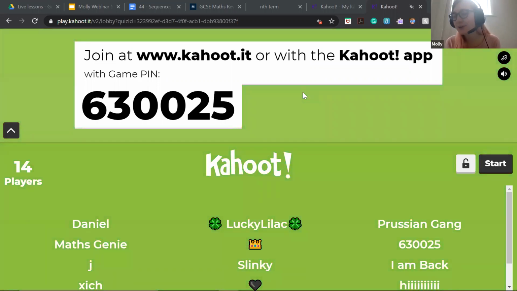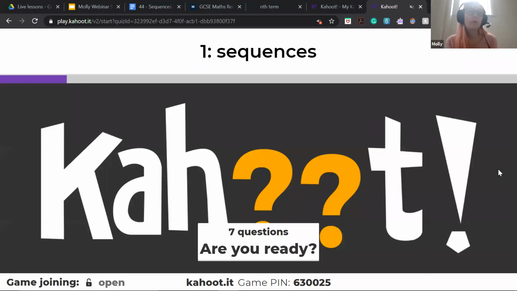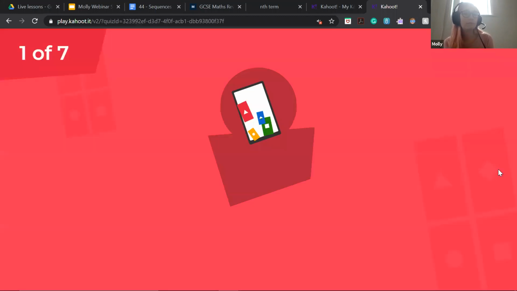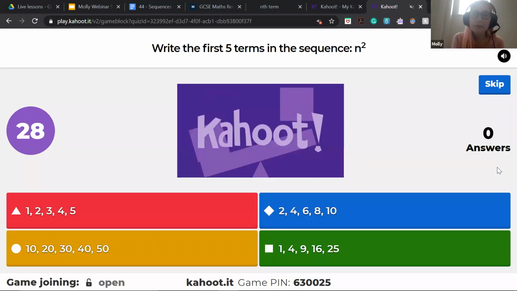Okay, I think I'll launch this. The Kahoot pin stays at the bottom of the screen and I'll keep it unlocked so that you can join whilst we're going through. So let's do it. Question 1. What are the first 5 terms in the sequence n squared? Remember what I said when you were joining about what the nth term means.